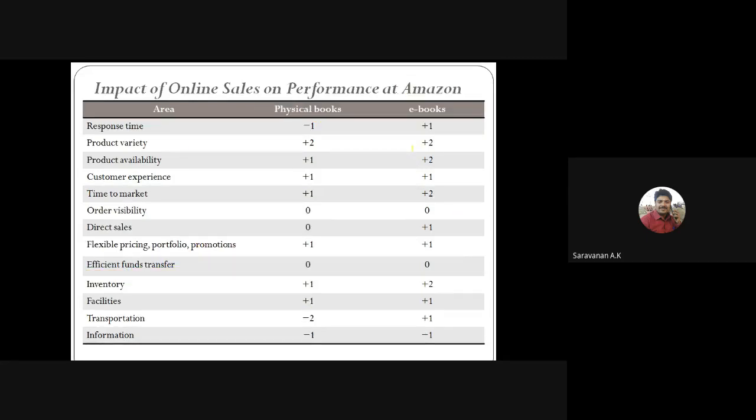So here we can see the differences, right? In the same online shopping, we have to purchase a physical product and an e-format product, right? Which one has more impact? That is shown here. For the response time, the response time for e-books is very quick, and for the physical product it may take some transportation, right?